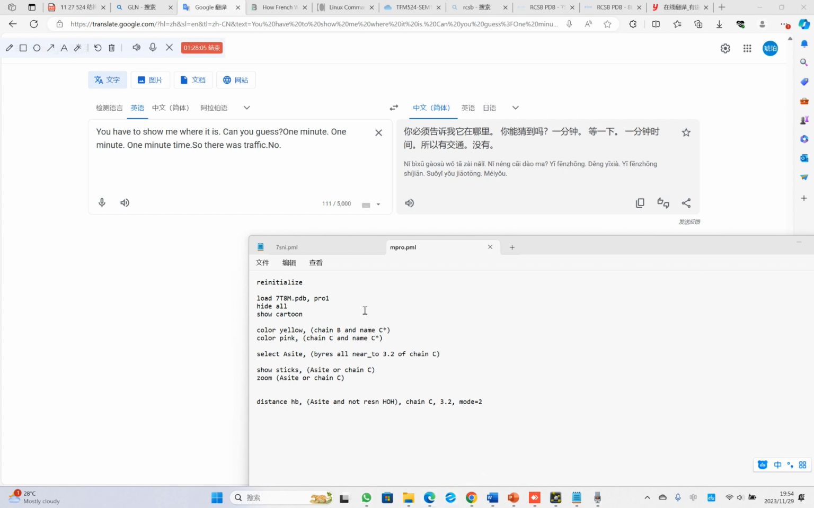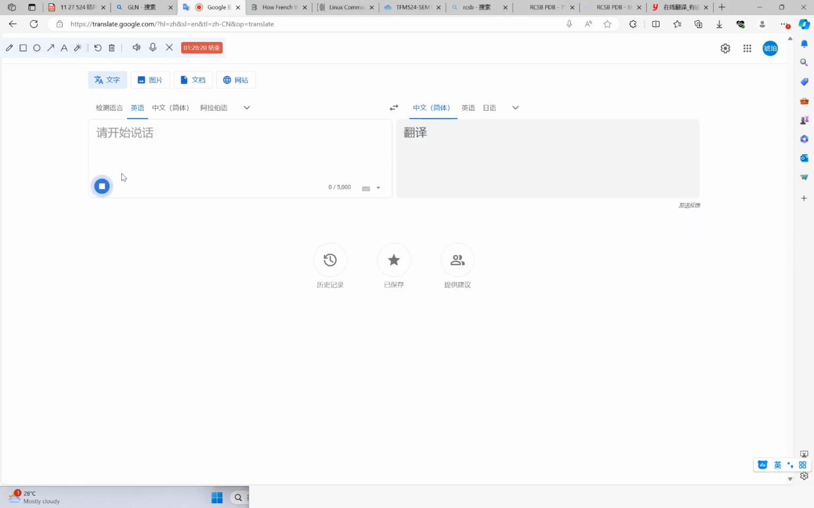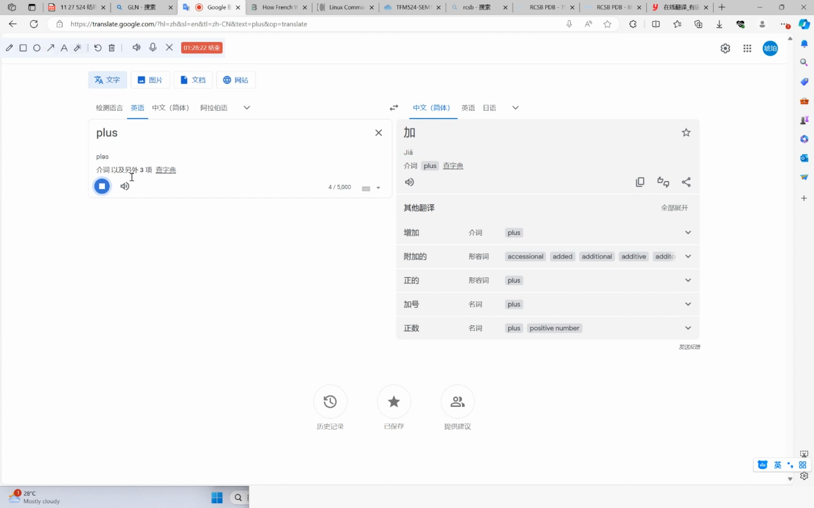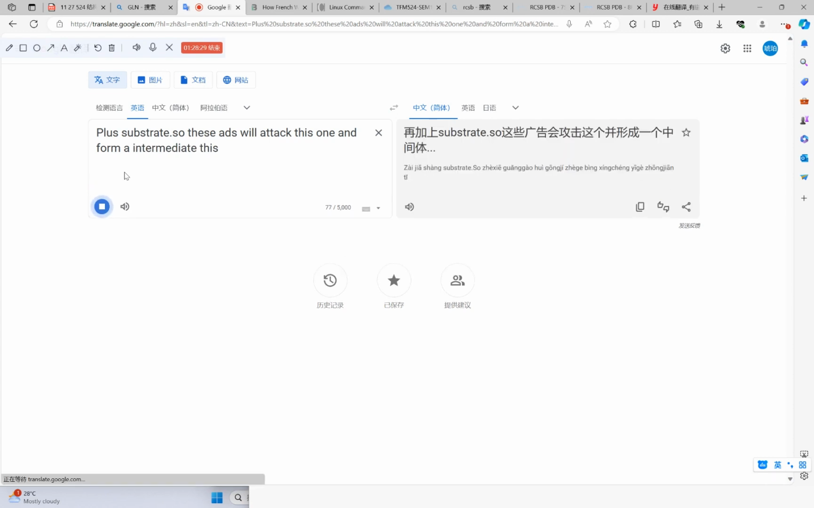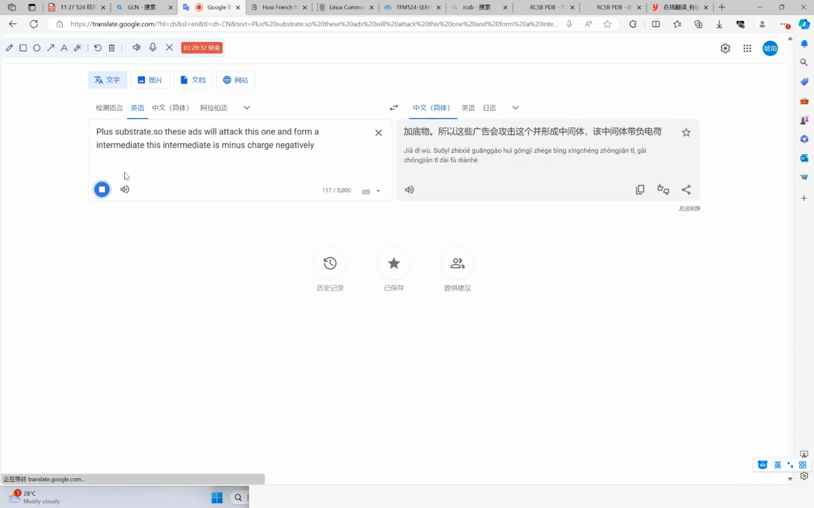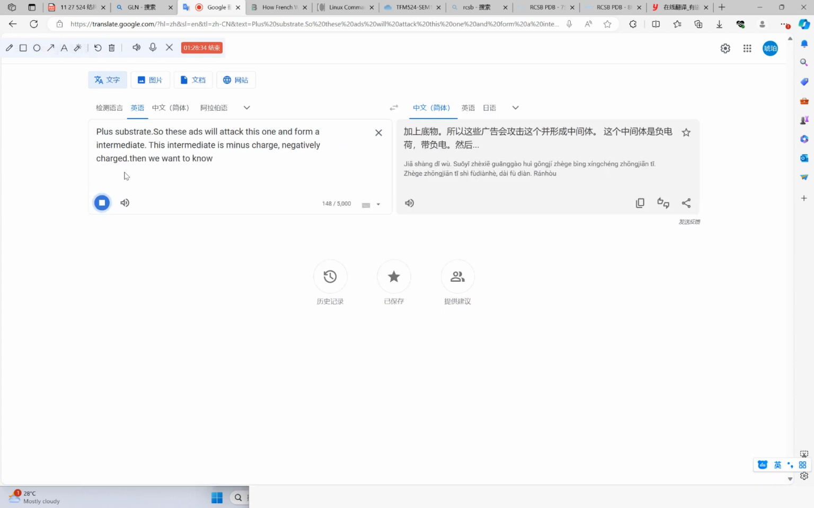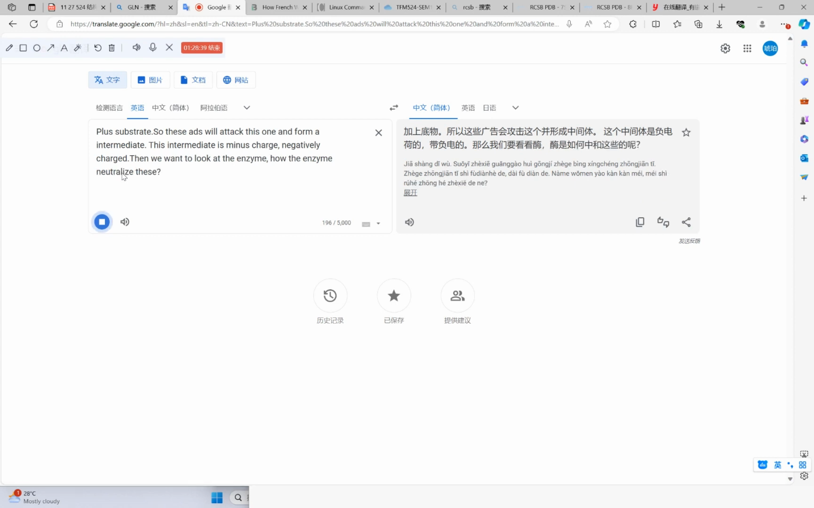The intermediate is, once you click it, now the structure is again our structure, enzyme plus substrate. So this S will attack this one and form an intermediate. This intermediate is negatively charged. Then we want to look at how the enzyme neutralizes this negative charge.